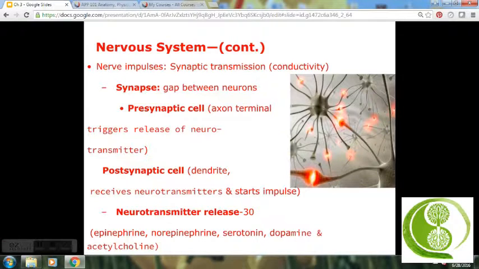The neurotransmitter release, it releases over 30 different types of hormones. The main ones are epinephrine, norepinephrine, serotonin, dopamine, and acetylcholine.